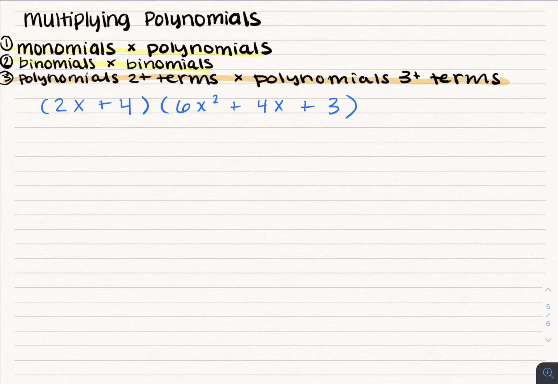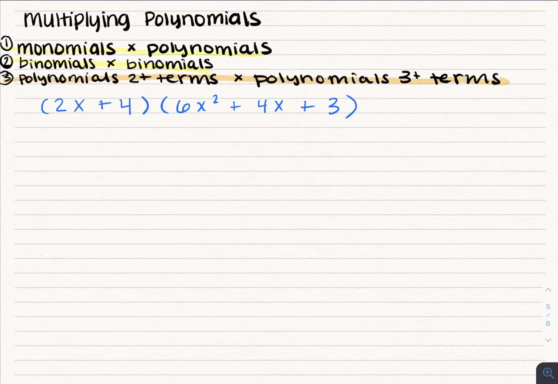All right, so last time we looked at multiplying polynomials. We did monomials times polynomials, where we used the distributive property. We did binomials times binomials, where we used the FOIL method. And now we're going to look at polynomials with 2 or more terms times polynomials with 3 or more terms.